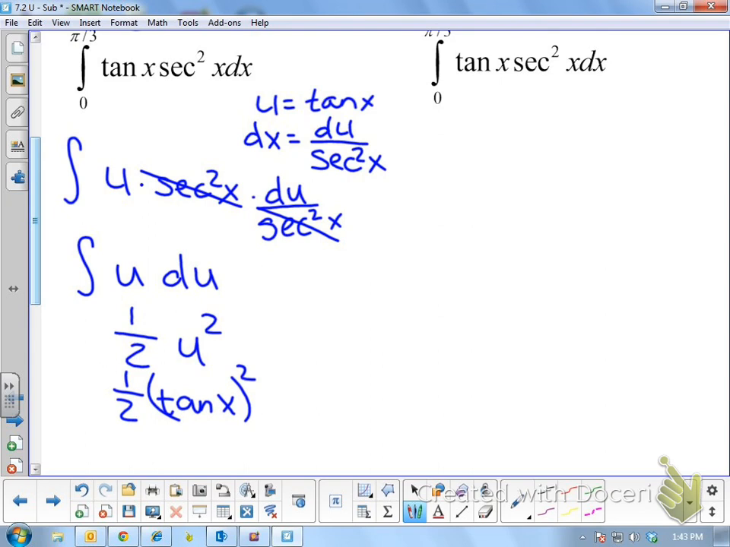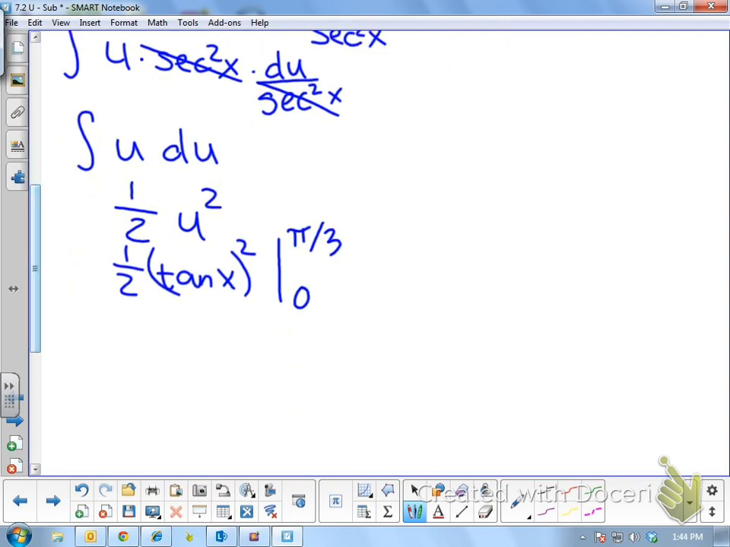After we integrate, when we have bounds, we evaluate using the fundamental theorem of calculus. So since we've already integrated, we don't need the integral symbol anymore. But we should have that evaluate symbol. That straight up and down line just means evaluate at pi over 3 minus evaluated at 0. So now we just do fundamental theorem of calculus. 1/2 tangent of pi over 3 squared minus 1/2 tangent of 0 squared.